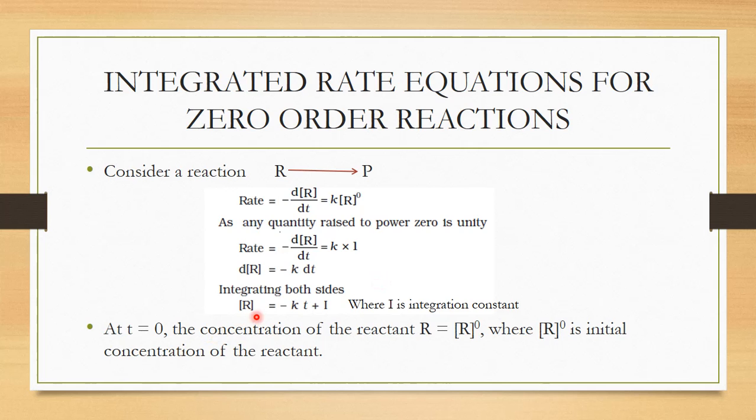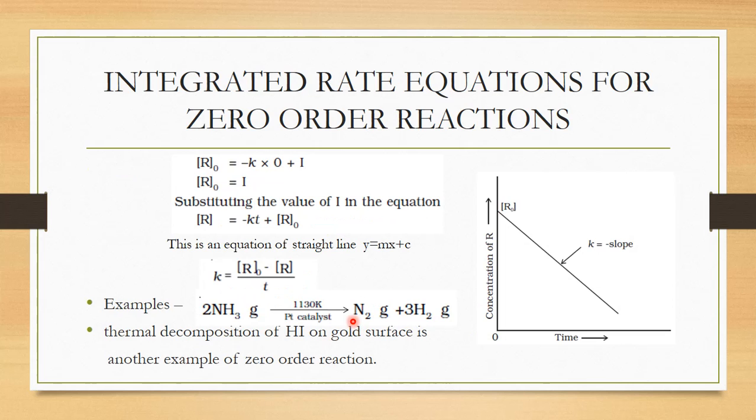Integrating both sides, [R] will be minus kt plus I, where I is the integration constant. At time t equals 0, the concentration of reactant R will be written as [R]0, where [R]0 is the initial concentration of the reactant. So, this formula will become [R]0 is equal to I. Substituting the value of I, what do we get? [R] is equal to minus kt plus [R]0.